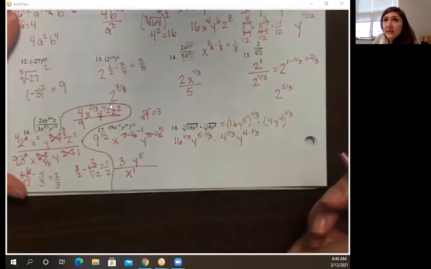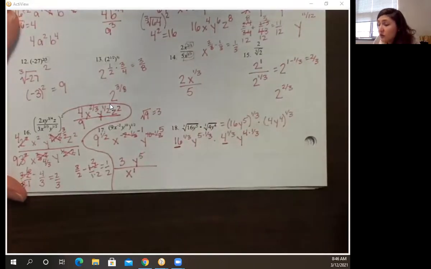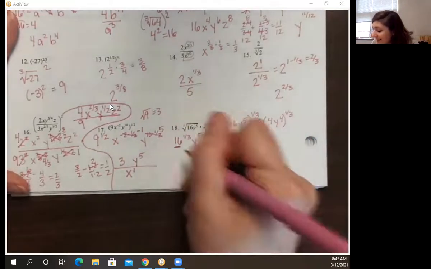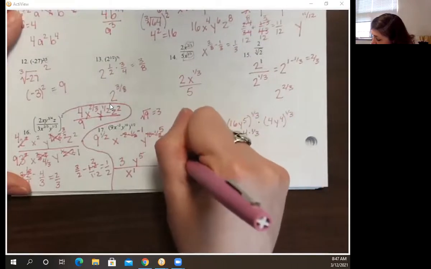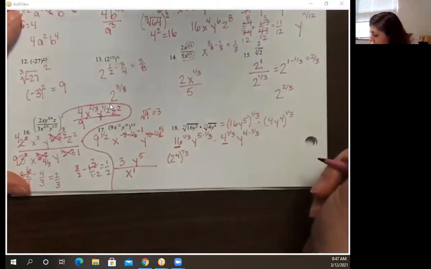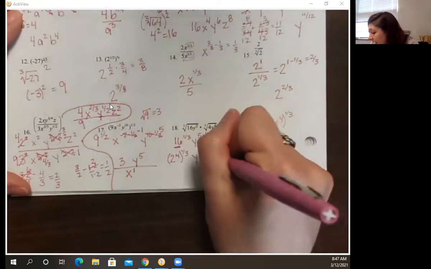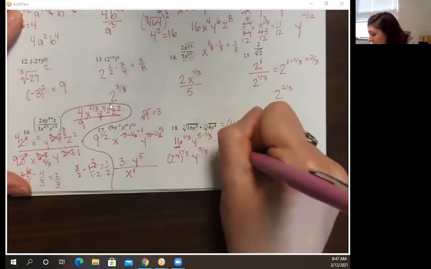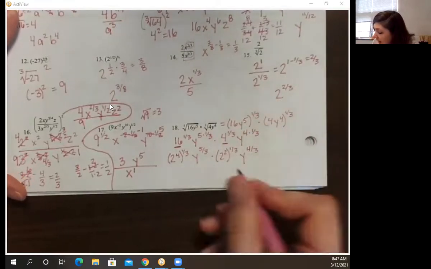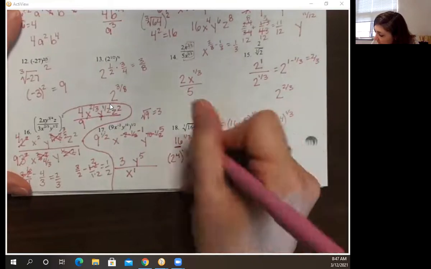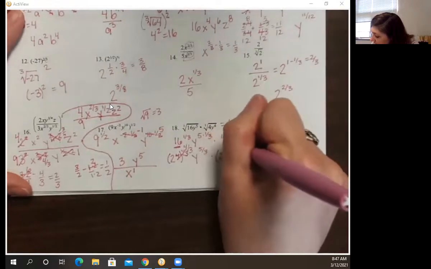We looked at a similar example in class where we had constant terms with different bases, and our strategy there was to rewrite them so that they have the same base. 16 is a power of 2, so I can actually write this as 2 to the 4th power to the 1/3 power. And then this would be y to the 5/3 times 4, I could rewrite as 2 squared to the 1/3 power. And then y to the 4/3 power. Now here where I've got power to a power, I multiply. 4 times a third would be 4/3. And 2 times a third would be 2/3.